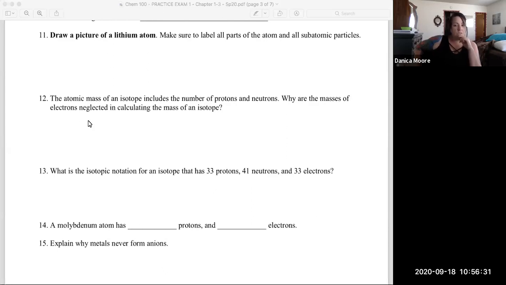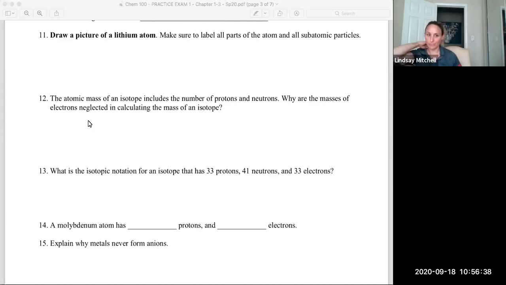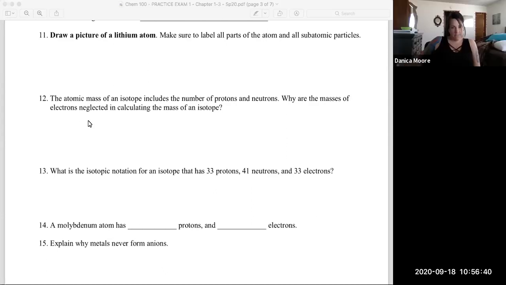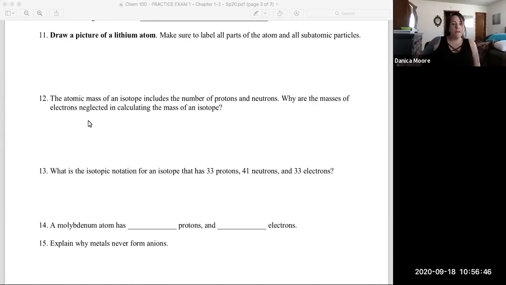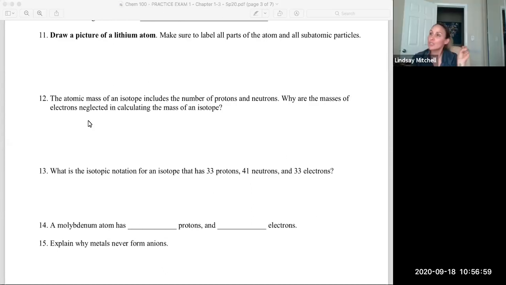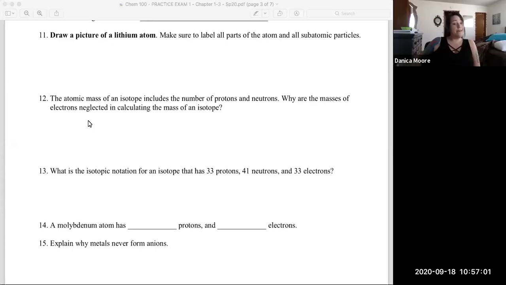So in terms of relative weight, it basically doesn't matter. Does that make sense? Because they're so much smaller. Yes, that's why they're neglected. Got it, I didn't know that. So you would have to have literally 1,000 electrons to get close to the weight of one proton or neutron. Right? So that's another way you could think of it. Like milligrams to grams. Yep, exactly that.